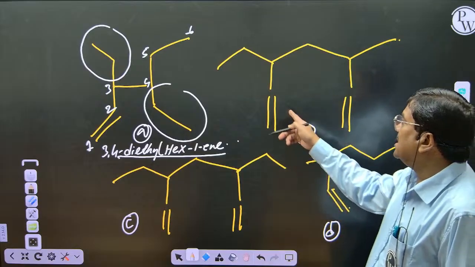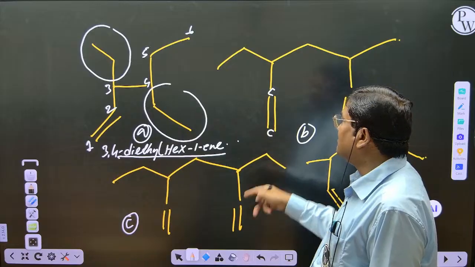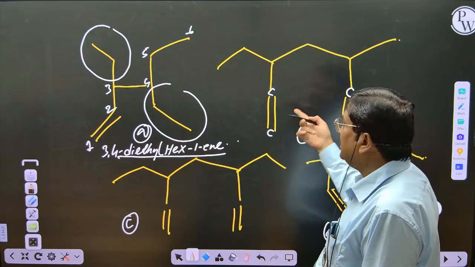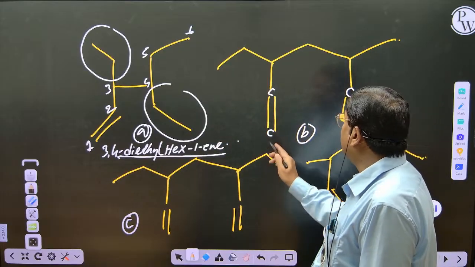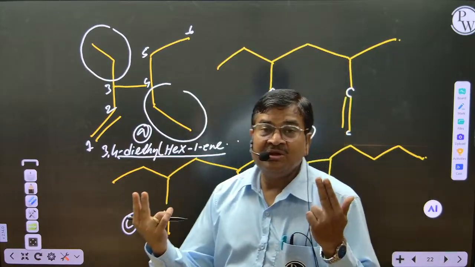Now see, it is understood. Here there is no bond, which means there is a carbon. Here is a carbon, bond line representation. Now tell me, numbering from where do you start? From the functional group. And one more point: the double bond should be included in the parent chain.